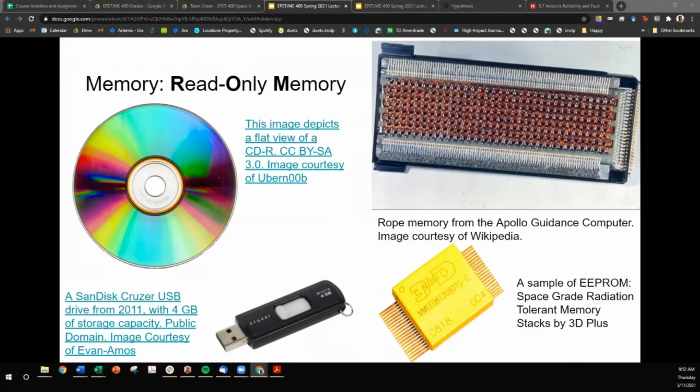Okay, now let's get into memory. So there are different types of memory. There is read-only memory. This kind of memory stores information for immediate use in a computer. This kind of memory, even when it's powered off, still retains the information, and it's called non-volatile memory.